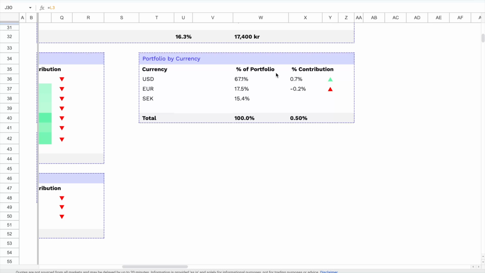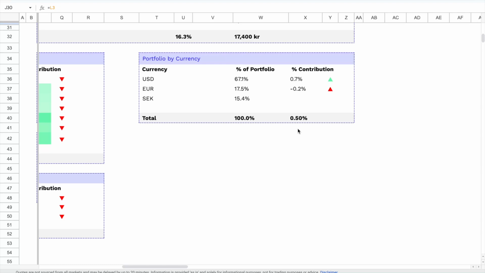In this case, the US dollar boosted the portfolio performance by 0.7% just by the currency. Nothing to do with the stocks. And the euro actually dragged down the portfolio by 0.2%. So actually, the portfolio went up by 0.5% just on a currency basis yesterday.